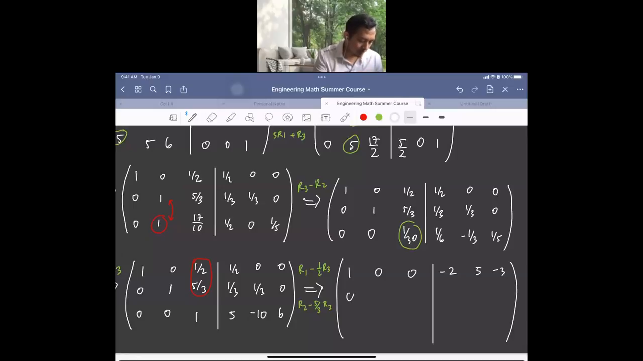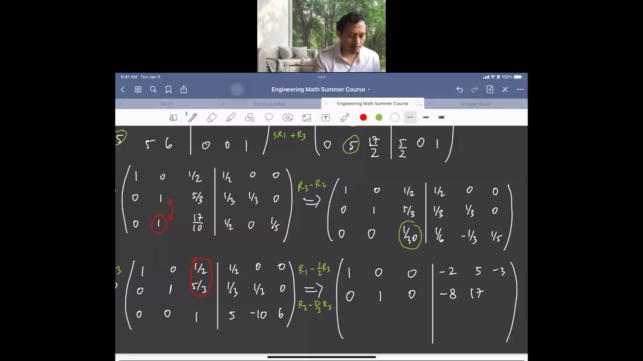The second row, that we are going to change the second row. 0, 1, 5/3, 5/3 is 0. 1/3 minus 25/3. So 25 minus 1 is 24/3 is 8, negative 8. Okay. And R2, 1/3 minus 50/3. 51 divided by 3 is 17. Okay, I think it's a good number.